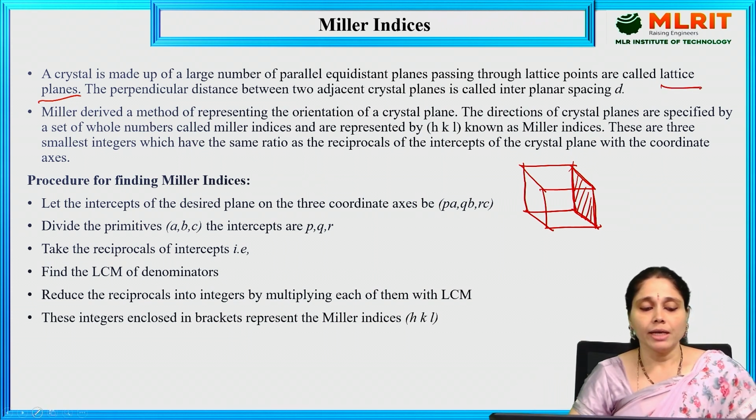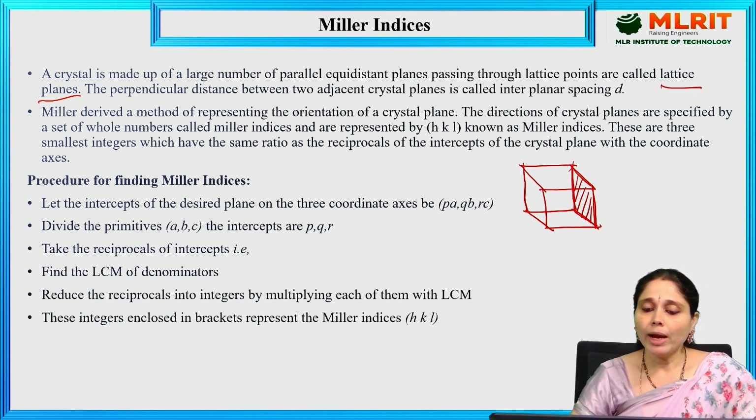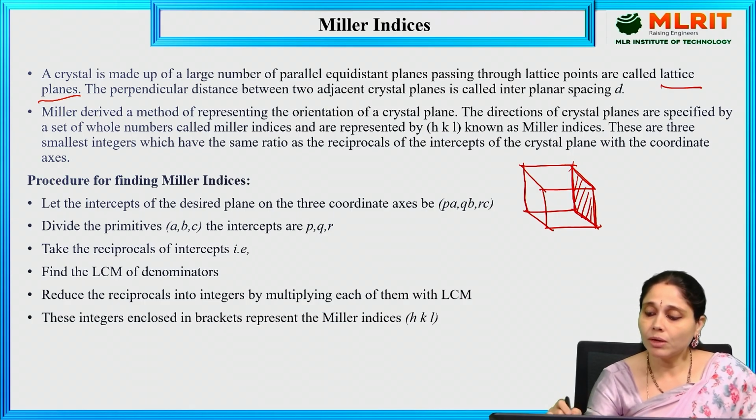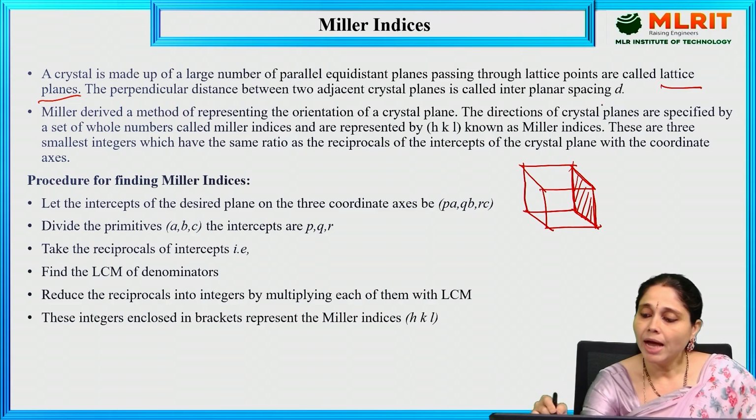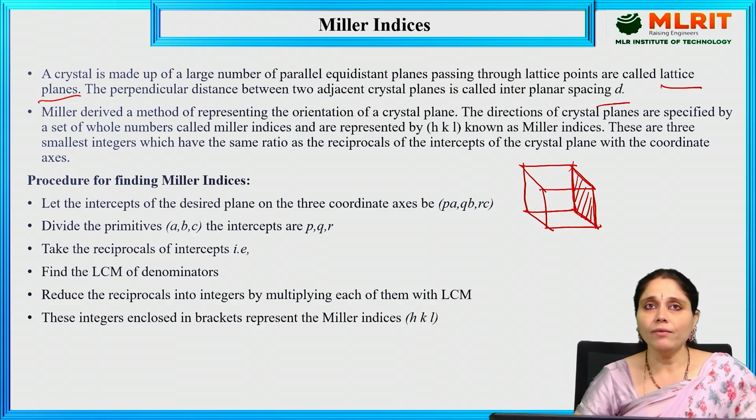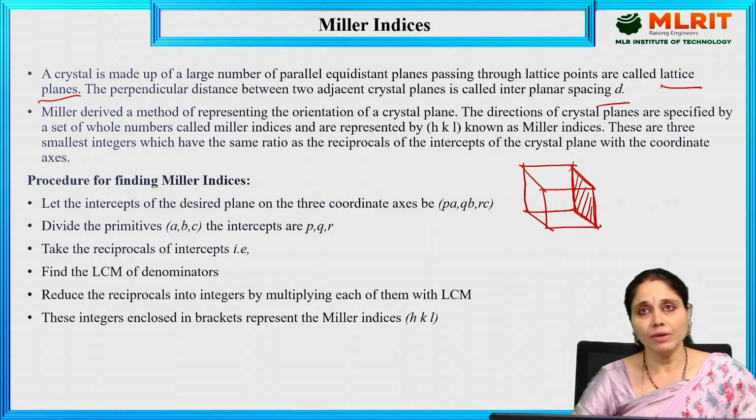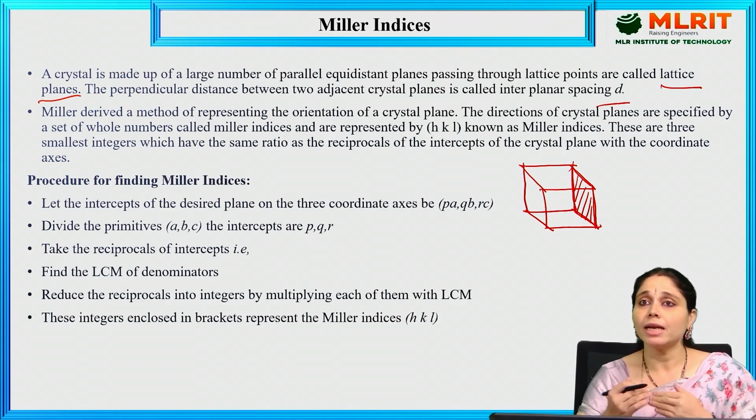Next, the perpendicular distance between two adjacent crystal planes is called interplanar spacing D. Miller derived a method of representing the orientation of a crystal. The direction of crystal planes is specified by a set of whole numbers called Miller indices, represented by HKL. These are the three smallest integers which have the same ratio as the reciprocals of the intercepts of the crystal plane with the coordinate axes.